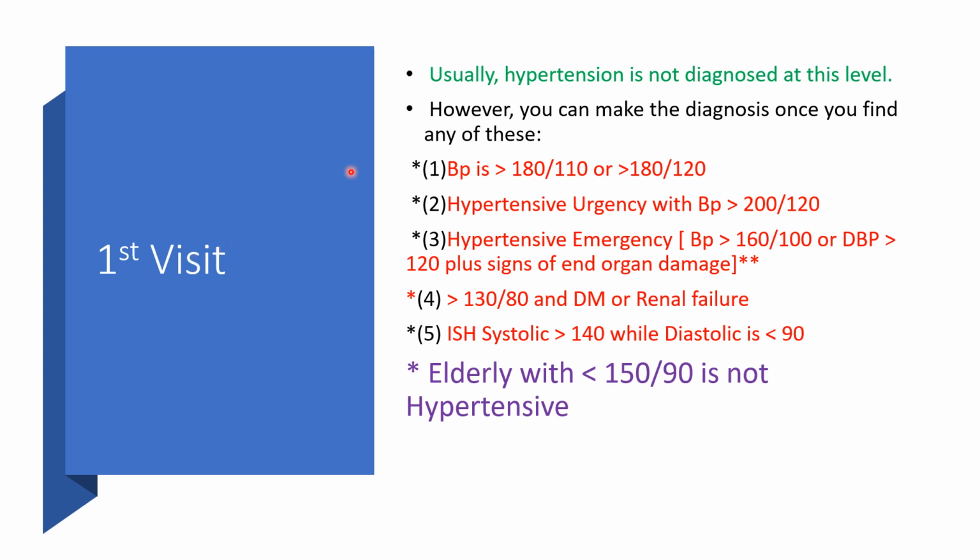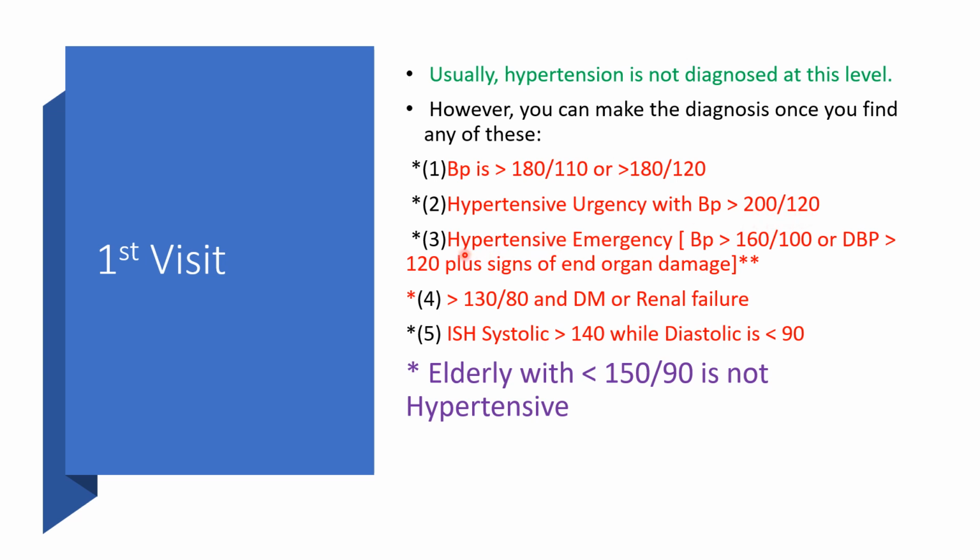Now, the first visit. Usually, hypertension is not diagnosed at this level, but you can make the diagnosis of hypertension at the first visit if you find any of the following. Number 1, if the blood pressure is greater than 180 over 110 or greater than 180 over 120, you can diagnose hypertension at first visit, right? If there is hypertensive urgency with BP greater than 200 over 120, there's no need to waste time anymore.